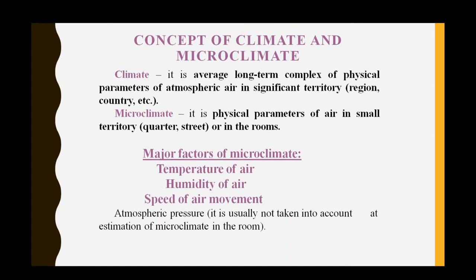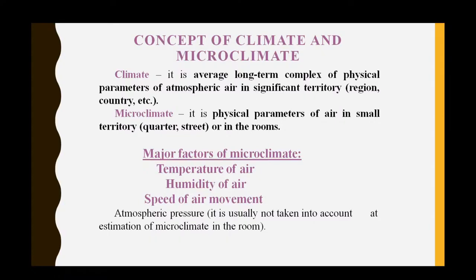And now we should begin discussion about climate and microclimate. First of all, you should know concepts of climate and microclimate. Climate is the average long-term complex of physical parameters of atmospheric air in a significant territory. It may be a certain region or maybe a country as a whole. And microclimate is physical parameters of air in a small territory, quarter, street, or in the room. More often we use the concept of microclimate due to room. So we estimate microclimate in the room.